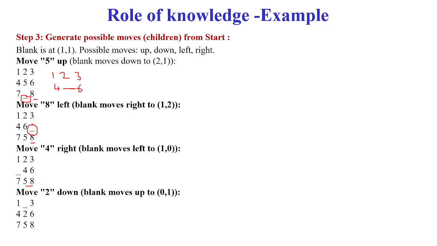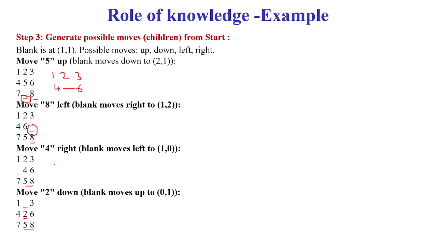Suppose tile 2 moves downward, and the blank will go up here. Top row will be 1, blank, 3, middle row will be 4, 2, 6, bottom row will be 7, 5, 8. Now tile 2 is again out of place. Still 5 and 8 are misplaced. Again it's worse. The question is, A star now asks, which of these 4 looks better or more promising?